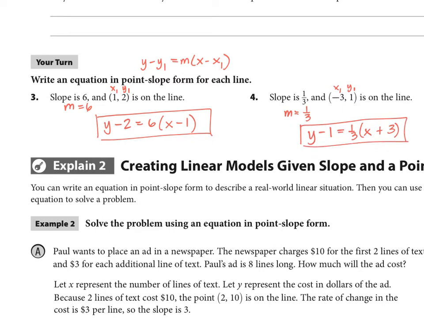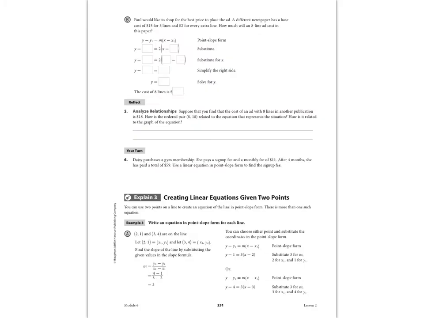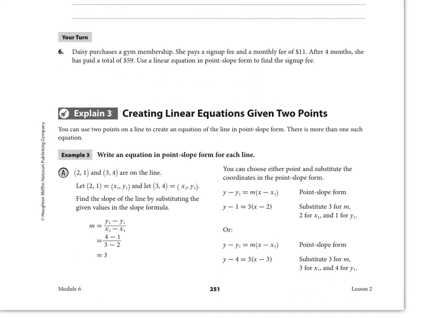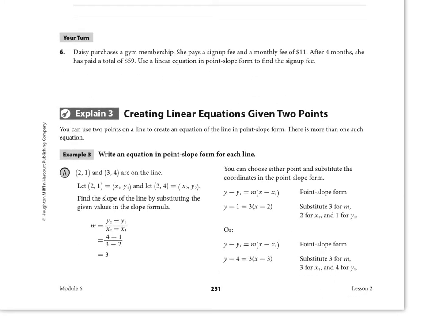And let's move on to the next example. Okay, so now we're going to work with a word problem and write the equation in point slope form. Daisy purchases a gym membership. She pays a sign-up fee and a monthly fee of $11. After 4 months, she's paid a total of $59. Use a linear equation in point slope form to find the sign-up fee.